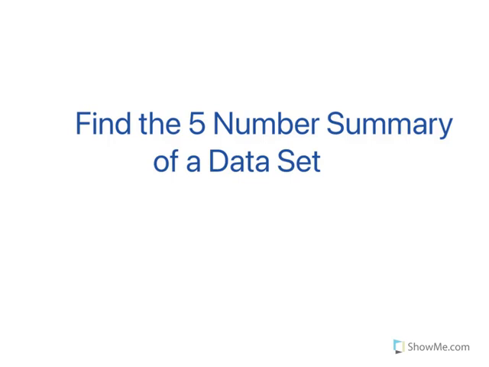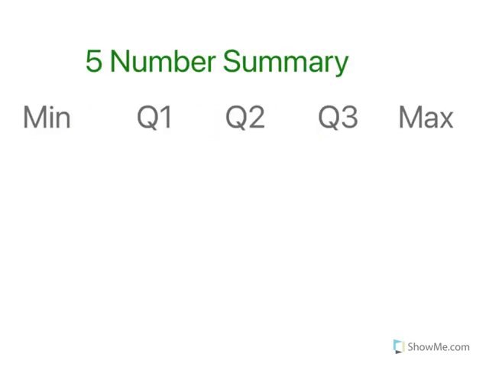Find the 5-number summary of a data set. Now, it helps to know what the 5-number summary is before you have to find it. So when we talk about the 5-number summary, we're talking about the minimum value, the maximum value, and then the quartiles. So a big thing is you want to order your numbers least to greatest.